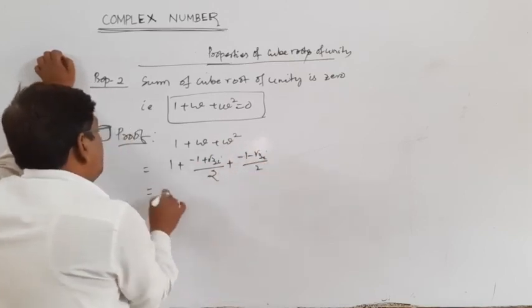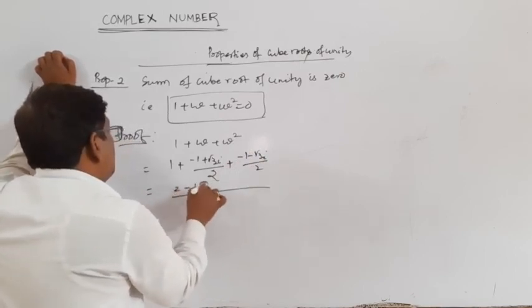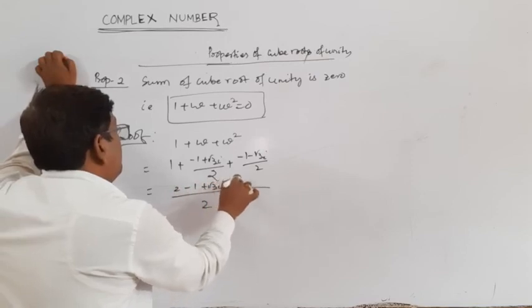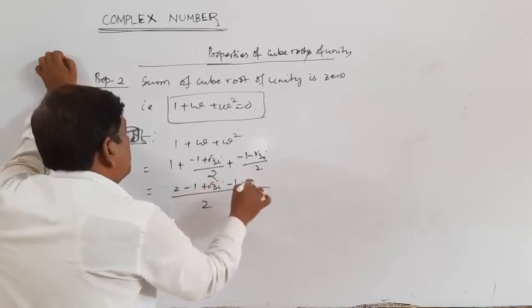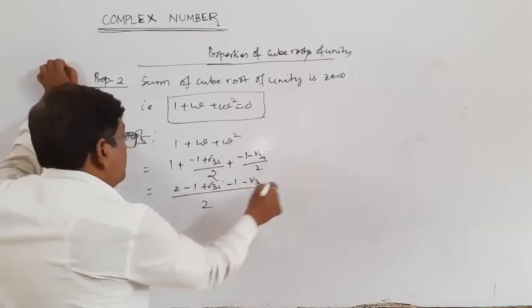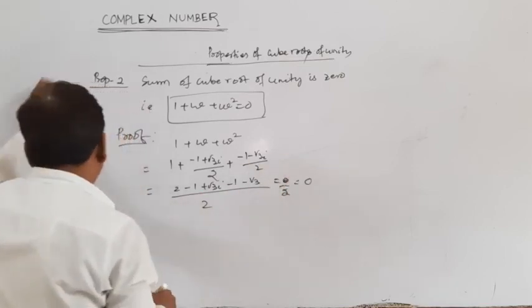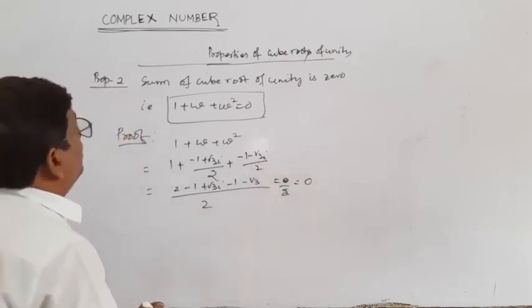So the LCM is 2: 2 minus 1 plus root 3i minus 1 minus root 3i. The root 3i terms cancel, and 1 and 1 give 0, so 0 by 2 is equal to 0. This is property number 2.